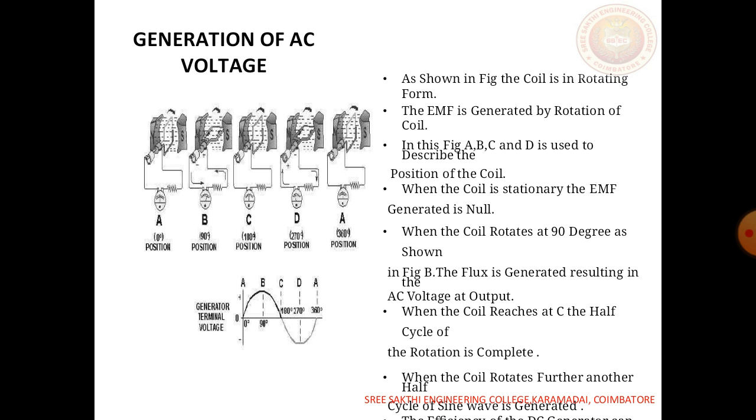So, the position of the conductor indicates the position of the waveform. Depending upon the position of the conductor, your waveform will appear. So, you can notice different degrees in the waveform itself. A, B, C, D, A. It is nothing but the output for different positions of the conductor.